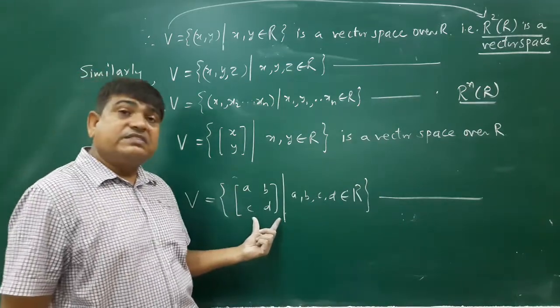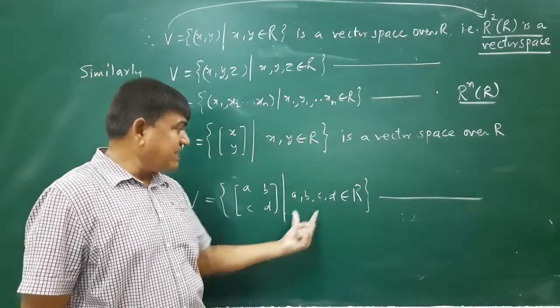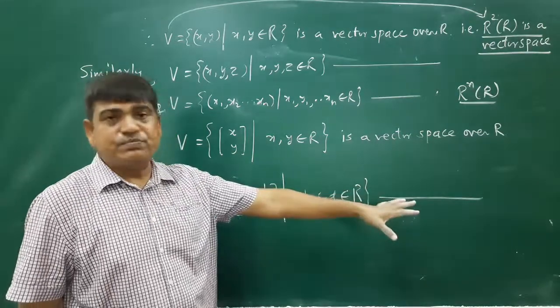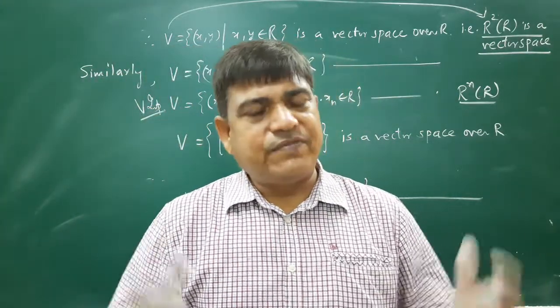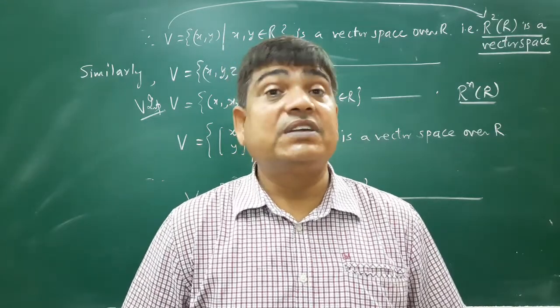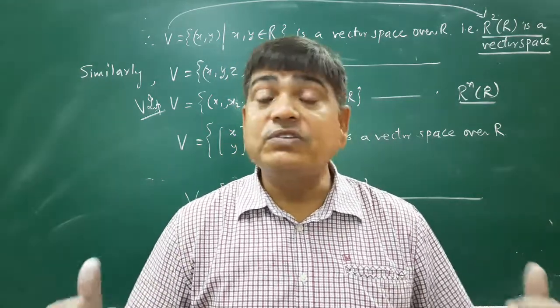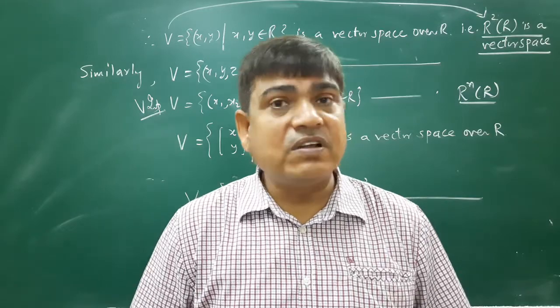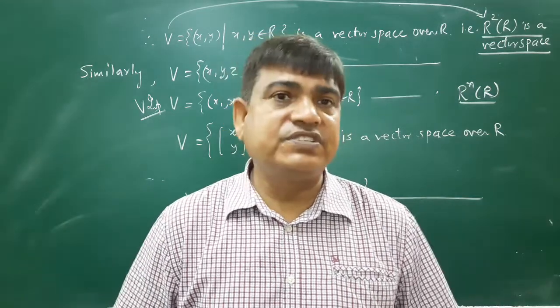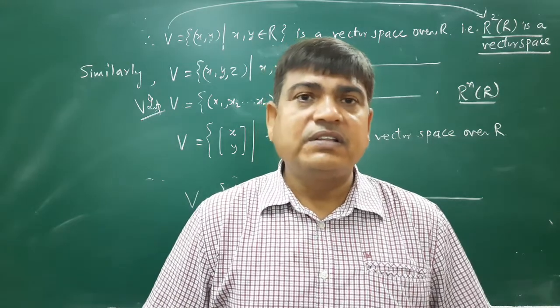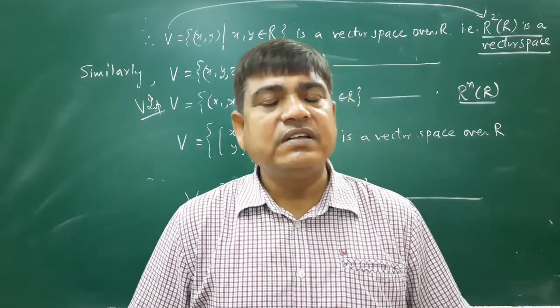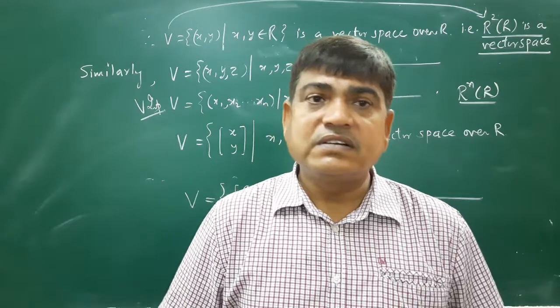The set of matrices of order 2 by 2 whose entries are real numbers is also a vector space. You just proceed like this. Definitely it is time consuming, but you try to understand the method of how to prove that a given set, whatever it is, with the given composition and given rules, is a vector space. Thank you very much. If you have difficulty, write in the comments box.